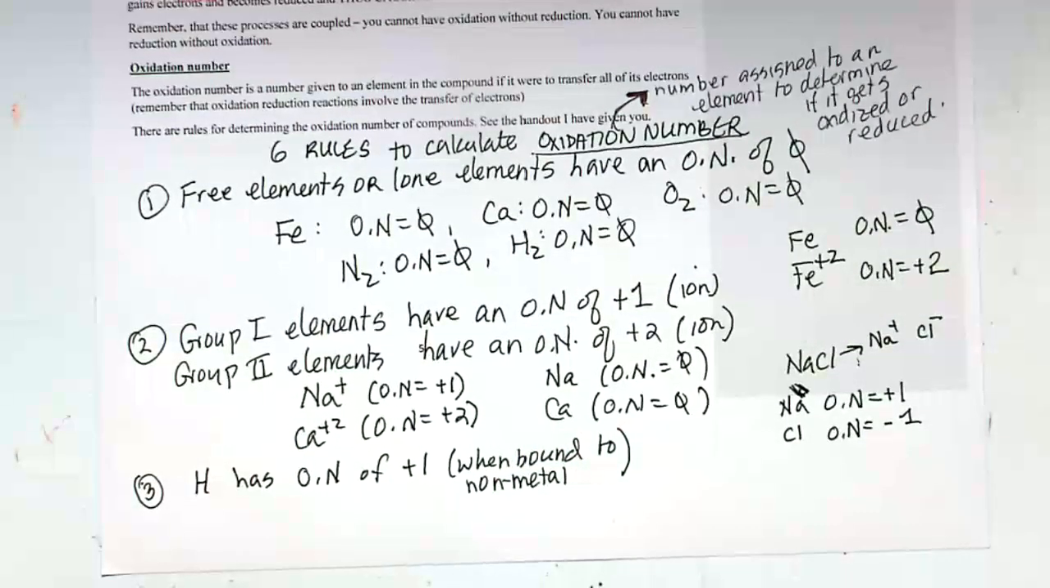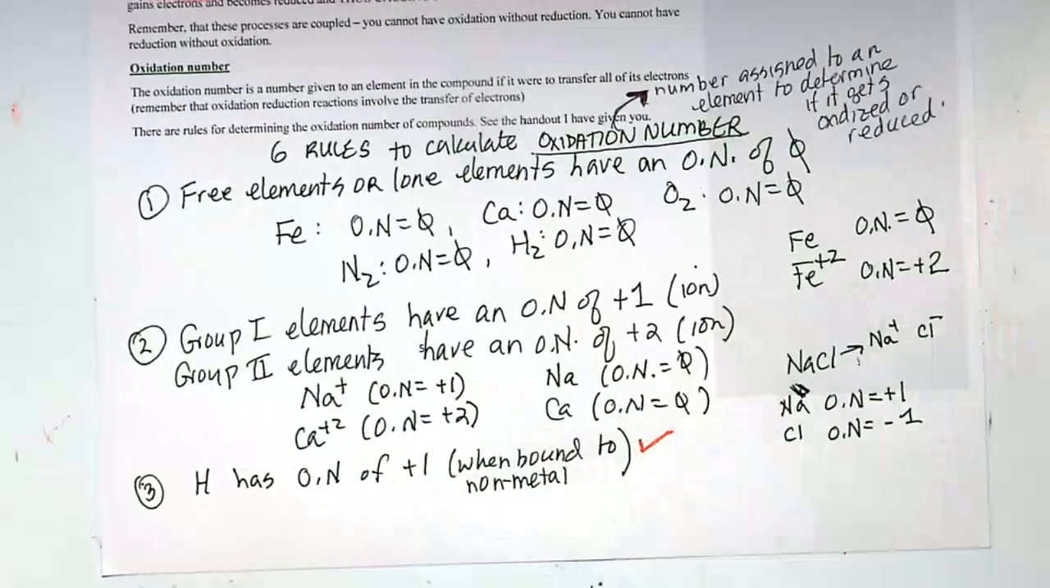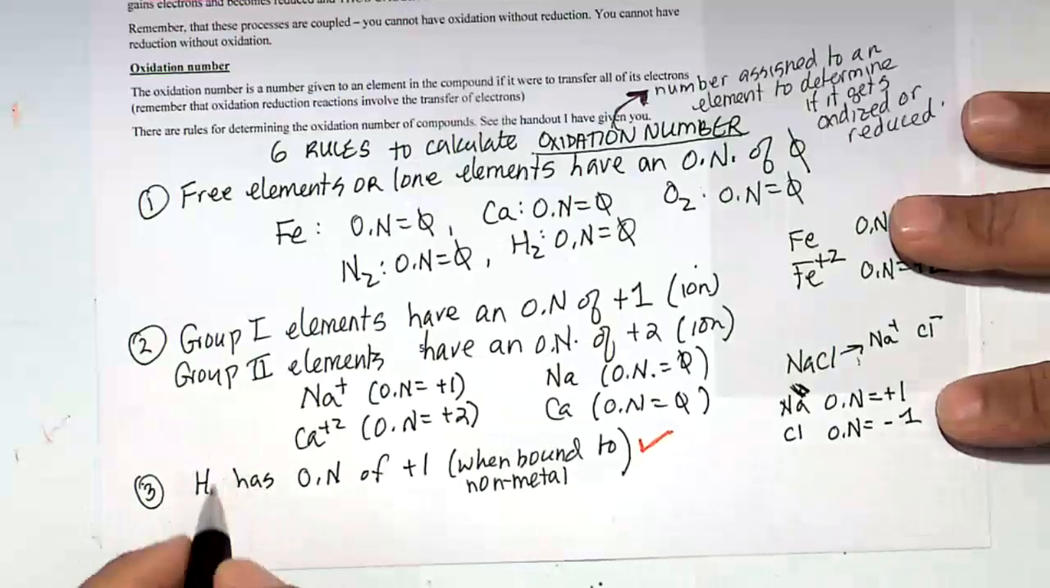This is something that I will have you know for the test. For those that are interested in the finer nuances, I will tell you that hydrogen has an oxidation number of -1 when it's bound to a metal.